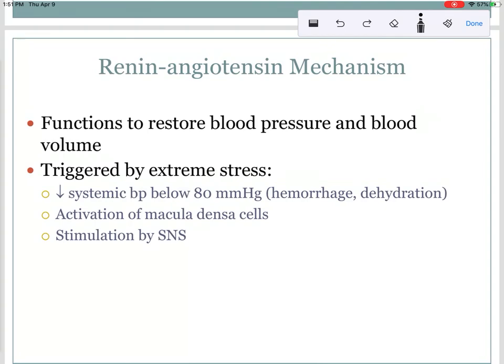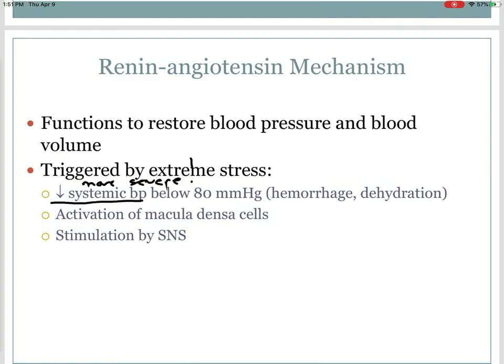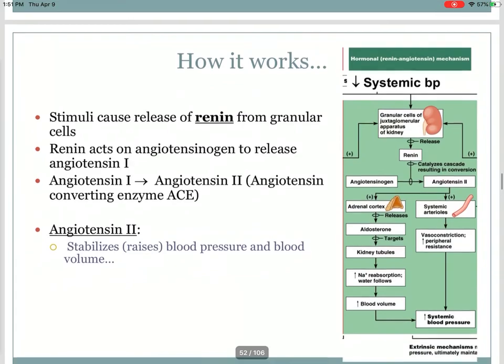We activate the renin-angiotensin mechanism when there's a more significant drop in blood pressure. Remember, if we have a more minor change in blood pressure, we can rely on the autoregulatory mechanisms, and that's enough. But if we have a more severe drop in blood pressure, the autoregulatory mechanisms are not enough, and this is when we're going to trigger the renin-angiotensin mechanism.